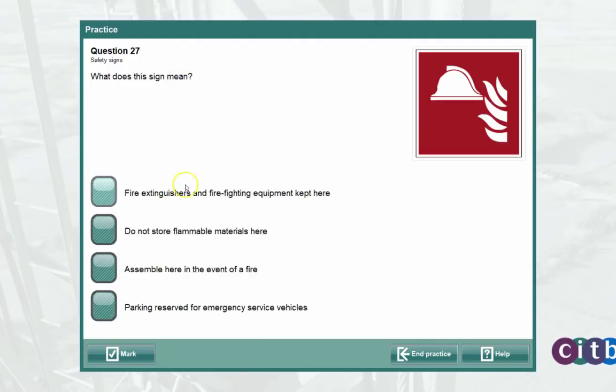What does this sign mean? Fire extinguishers and firefighting equipment kept here. Do not store flammable materials here. Assemble here in the event of a fire. Parking reserved for emergency service vehicles.